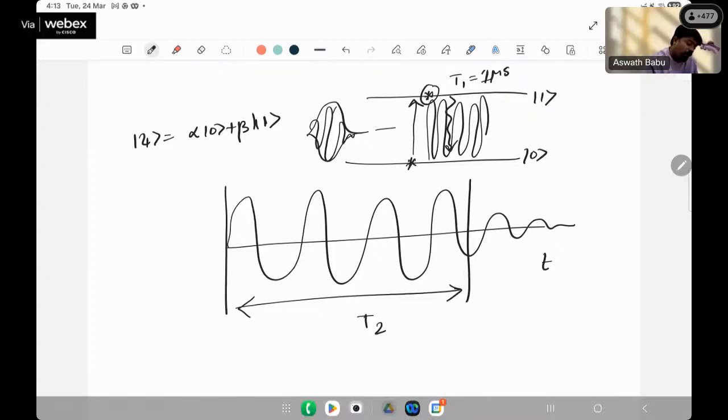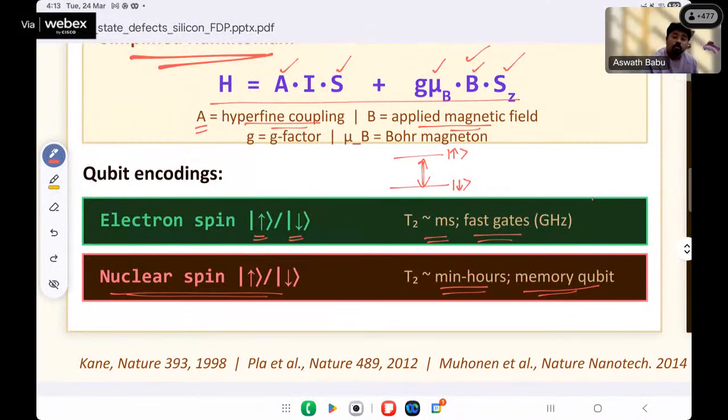So in our case, if I realize a qubit out of an electron inside a silicon donor, that can hold the superposition state for a few milliseconds, and if it is a nucleus, it's very good, a few hours. Okay, minimum up to hours we can have the lifetime. Which means I can realize a memory out of it, a quantum memory.